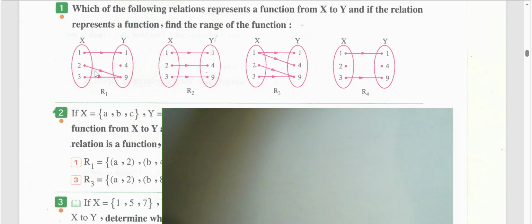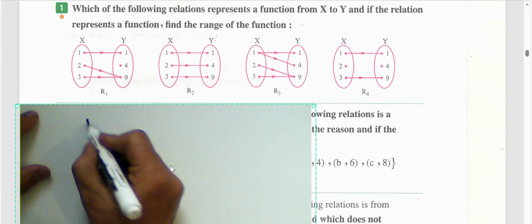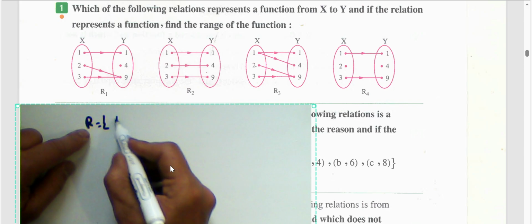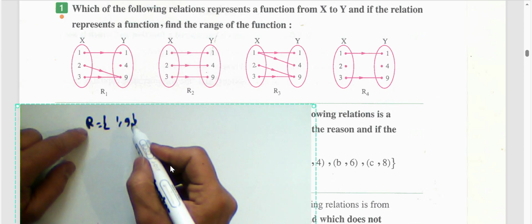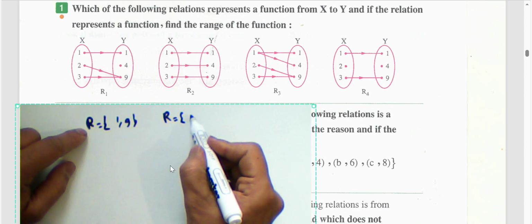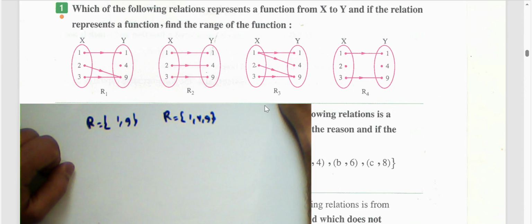Number one is a function because each element has only one image in Y. Then the range here will be the images 1, 4 and 9. This is number one. Number two here is the range. Also, we can write 1, 4 and 9 because we called it a function.